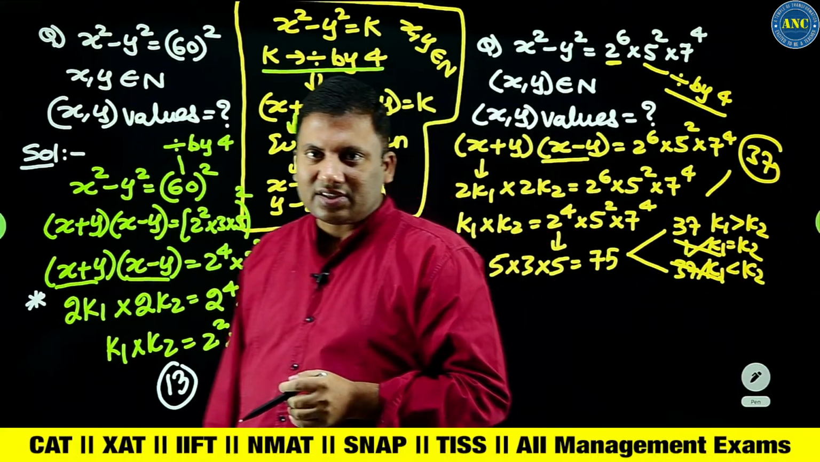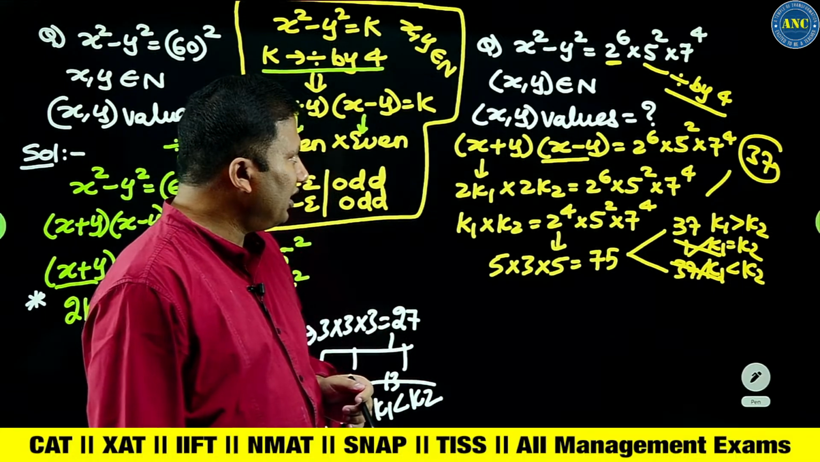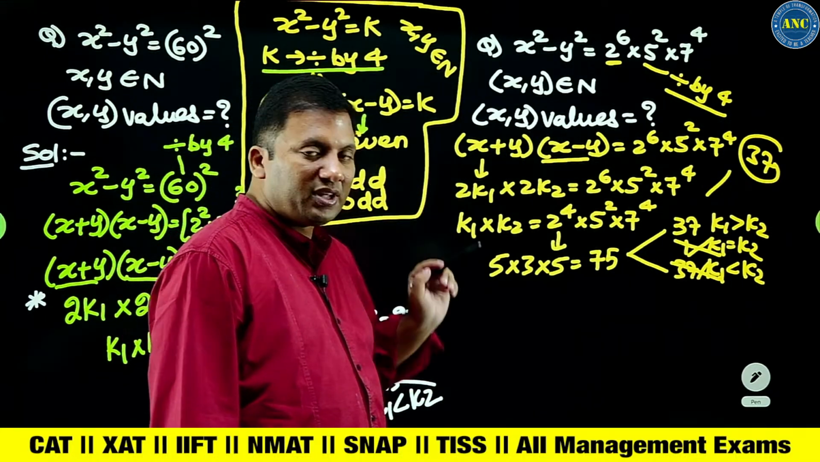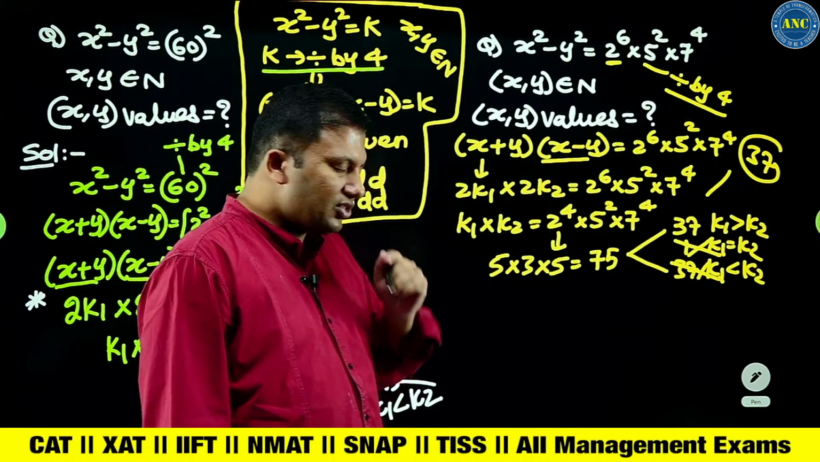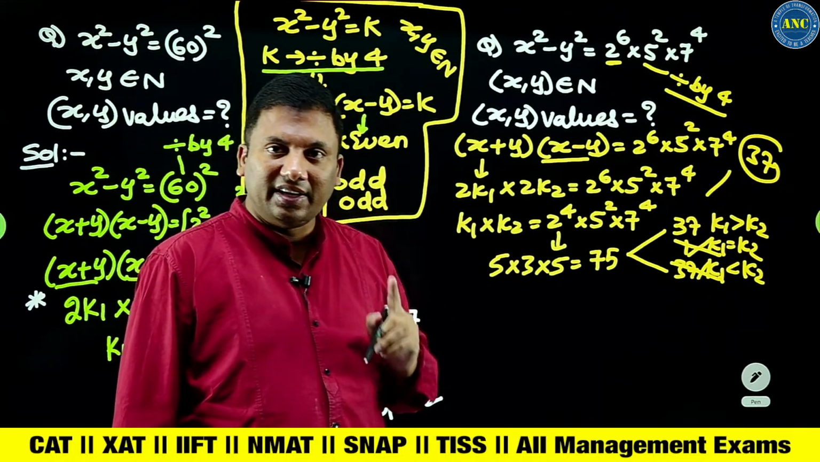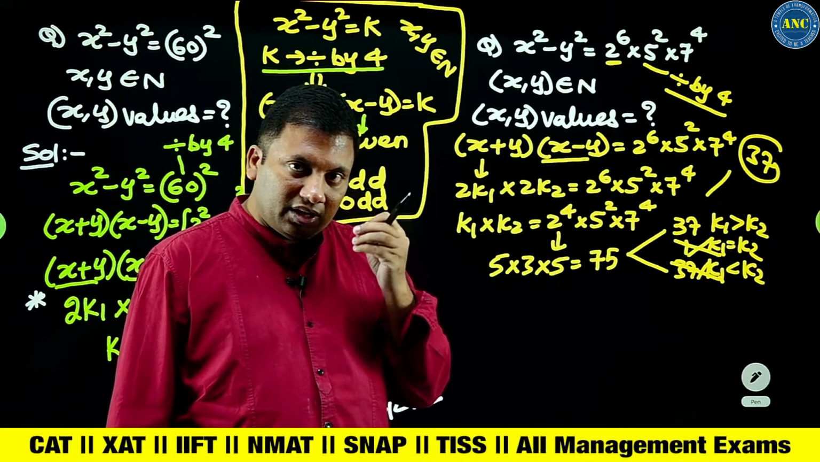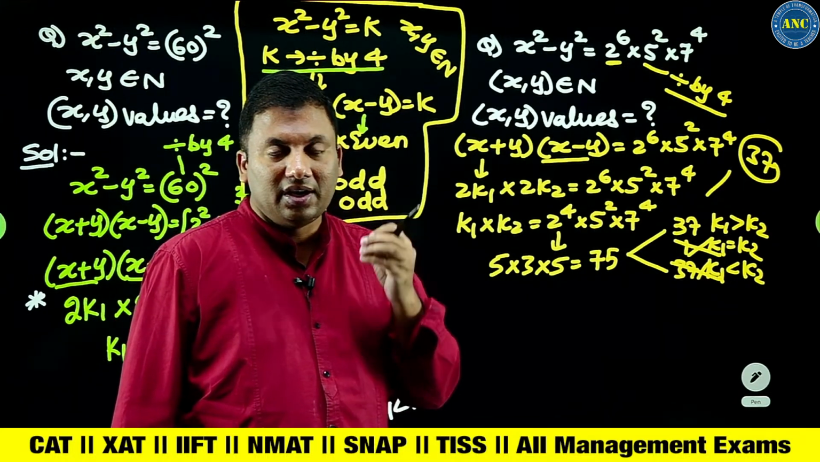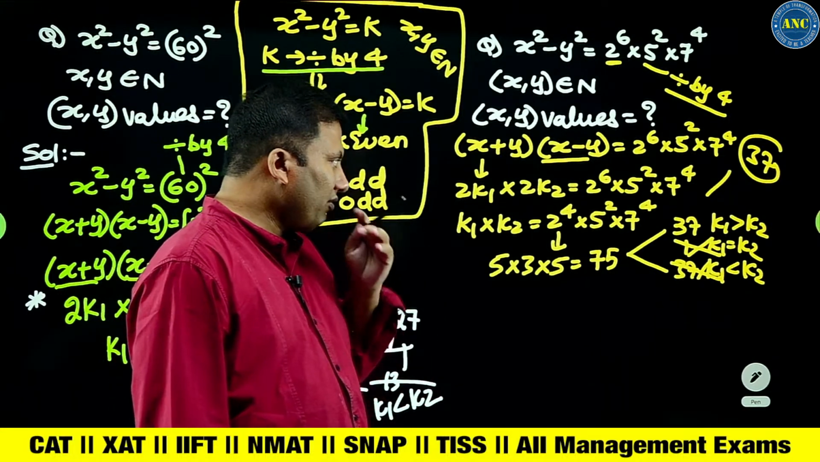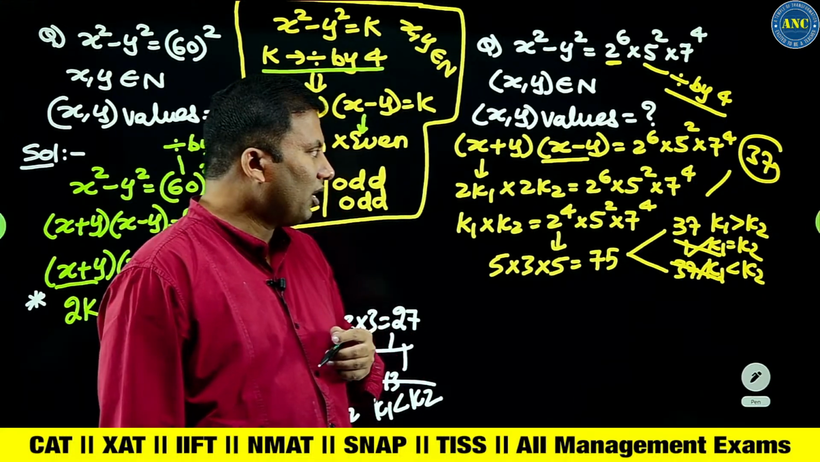If the right hand side is divisible by 4, just take x plus y as 2k1 and x minus y as 2k2. I hope the idea is clear. Two cases we are discussing: x square minus y square equivalent to k, where k is an odd number or k is a multiple of 4.